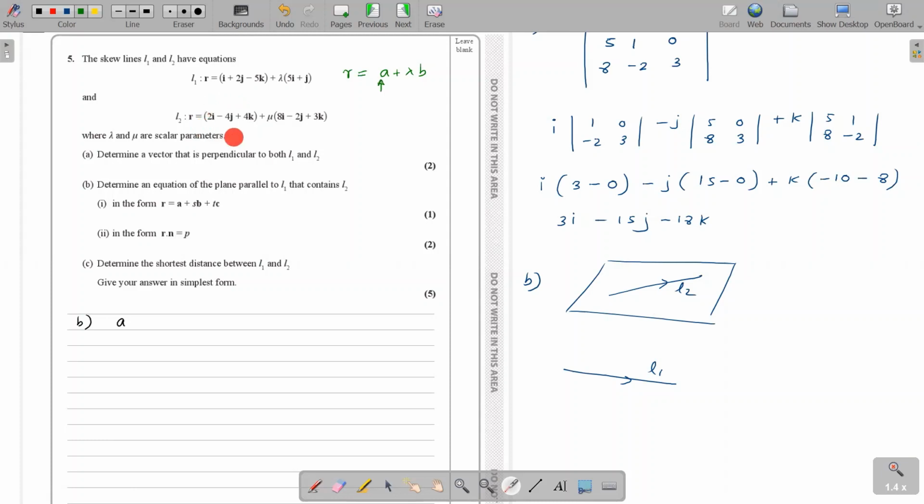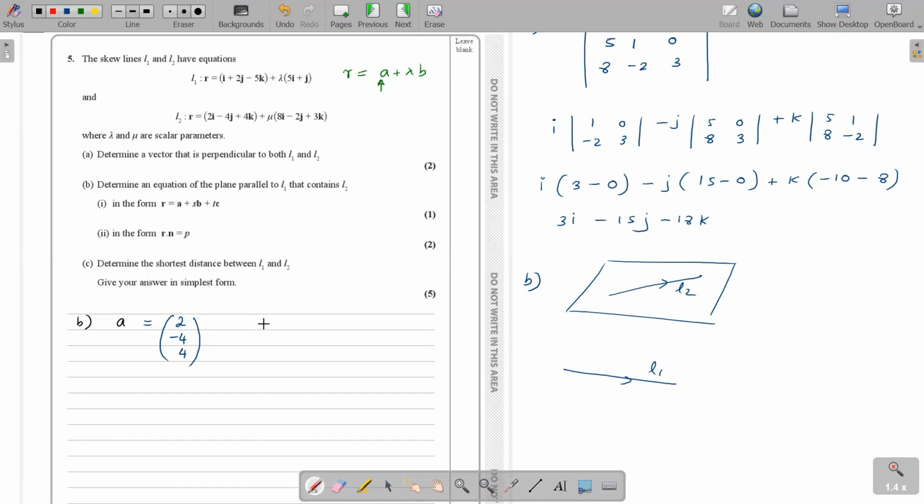A position vector on the line will automatically become a position vector on the plane because the line is lying on top of the plane. So any position vector on the line is automatically a position vector on the plane. So this is directly a position vector on the plane. Actually, you could generate as many position vectors as you want by inputting values for mu, but we'll not go into that part. We'll use the direct position vector. So for a, I will use 2i minus 4j plus 4k. Are you with me?